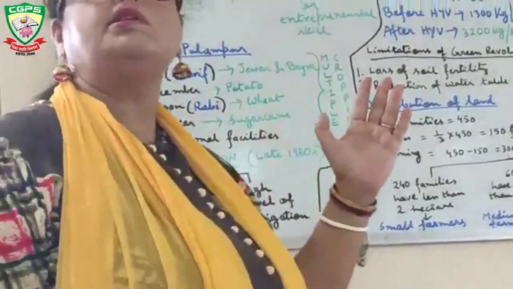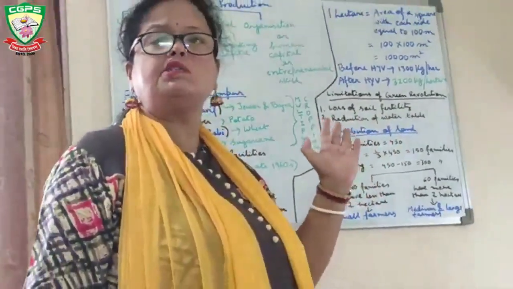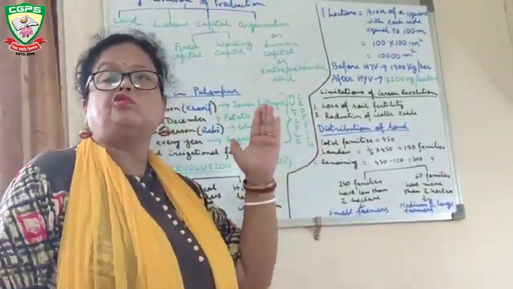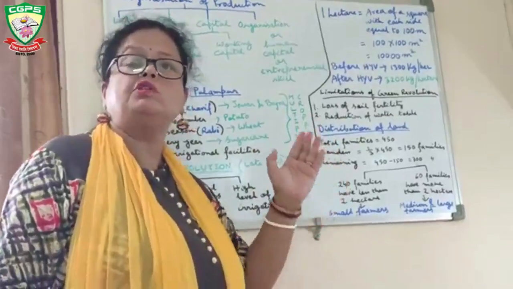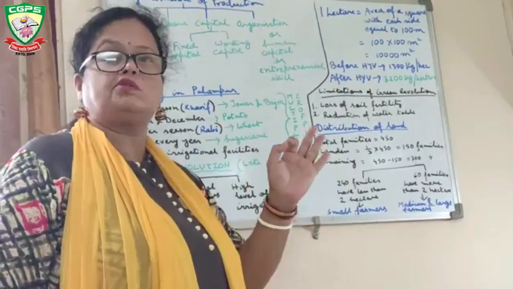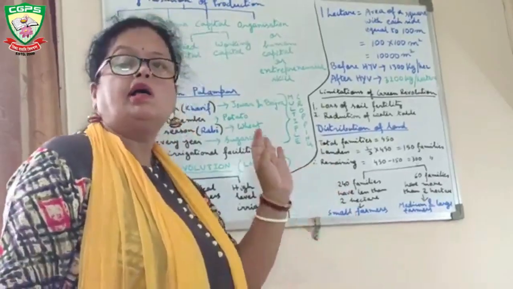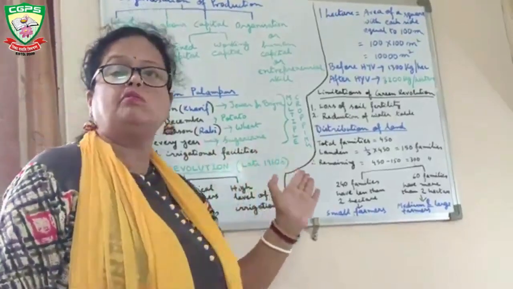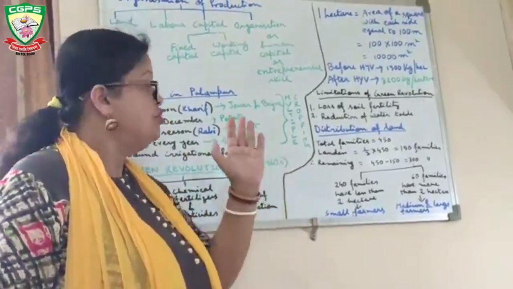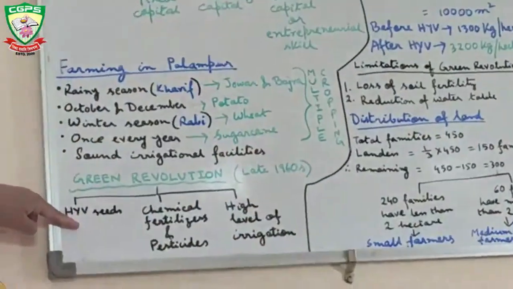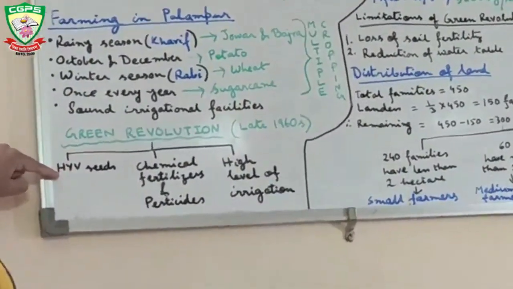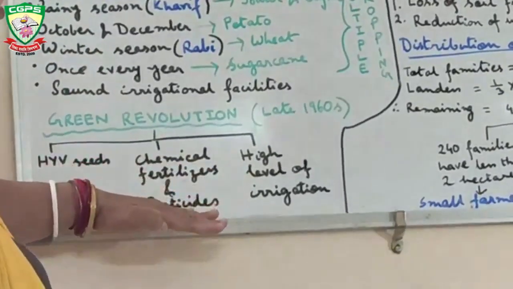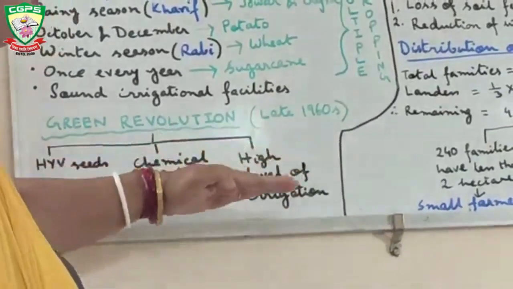Next, we are coming into Green Revolution. Since late 1960s, it actually started from 1966. So since late 1960s, modernized farming or modern method of farming was introduced in some states. Which are those states? Punjab, Haryana, and some portion of Western UP. There, farmers adopted this modern method of farming, which included use of HYV seeds. HYV seeds, the full form is high yielding variety seeds. Then chemical fertilizers and pesticides, and then high level of irrigation.